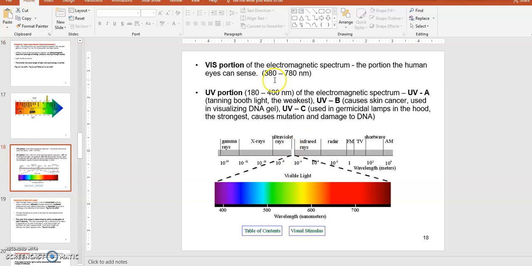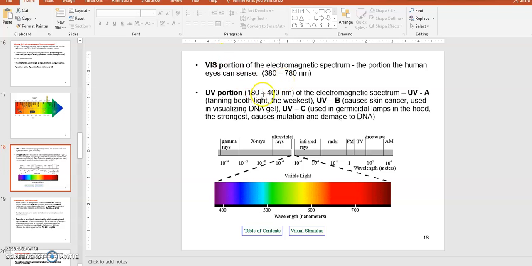So 380 nanometer up to 780 is the visible light spectrum range, and the UV light is between 180 and all the way up to 400 nanometer range. Okay, so UV is of course stronger than visible light.